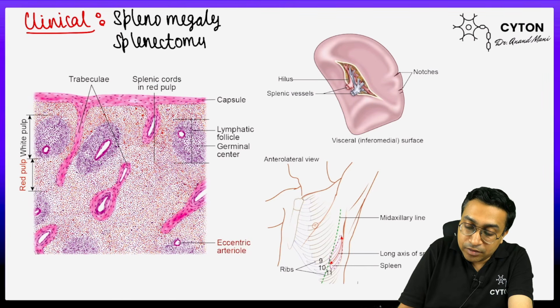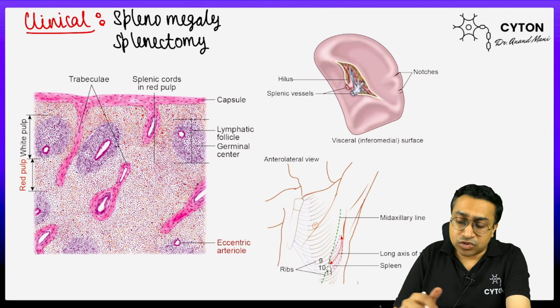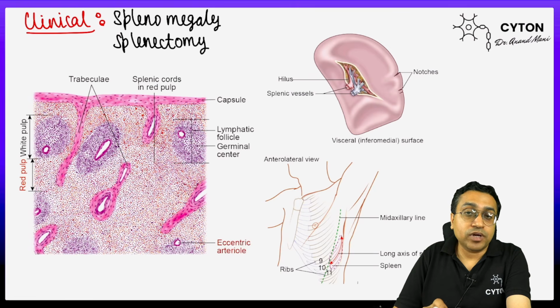Then you have something known as splenectomy, which is the surgical removal of the spleen. What are the indications of splenectomy? Injury to the spleen, cancerous conditions again like leukemia, severe hemolytic anemias, and so on. Patients after splenectomy do not respond properly to infections.